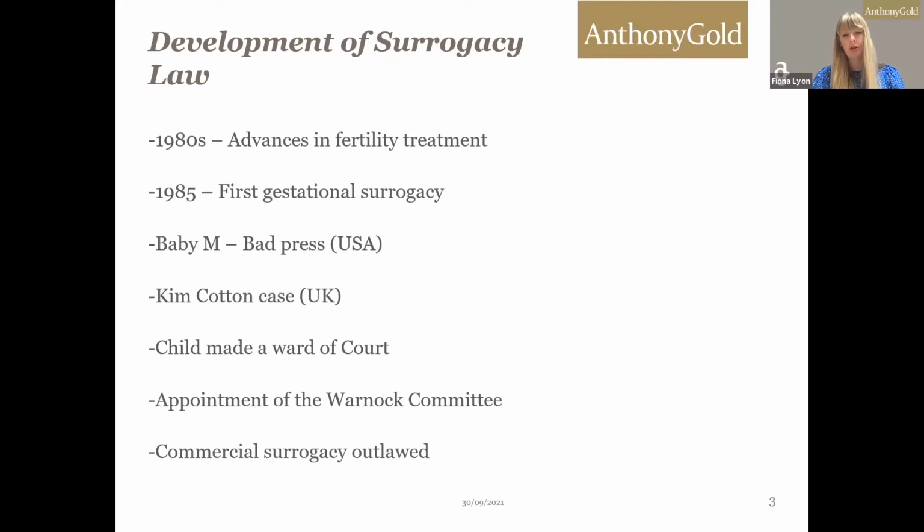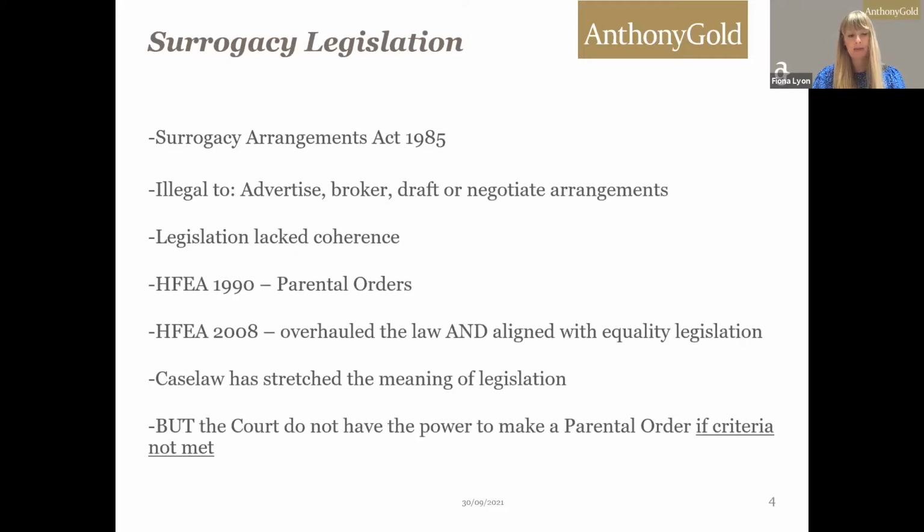Moving on to how this came across in the UK, we had the case of Kim Cotton, an English surrogate who gave birth to a baby for US parents, and she was paid for it. This caused a bit of a stir in that we didn't have any legislation governing this, and there was a rush to put in that legislation. There was also the appointment of the Warnock Committee to look into this, because they were worried about child commodification and exploitation of surrogates. Ultimately, this led to commercial surrogacy being outlawed, and we'll see on the next slide that the legislation was really focused on doing that. Next slide, please.